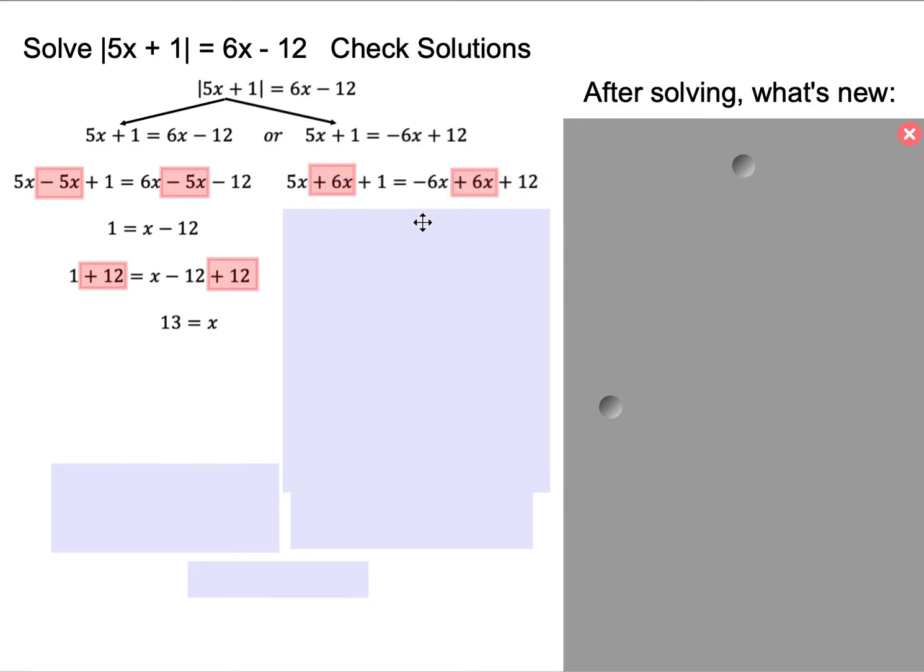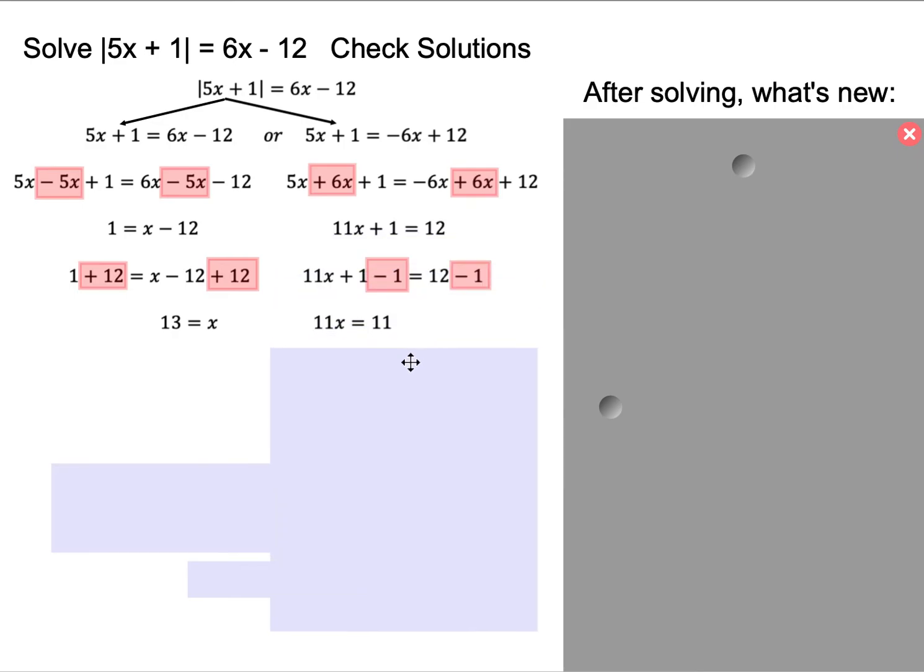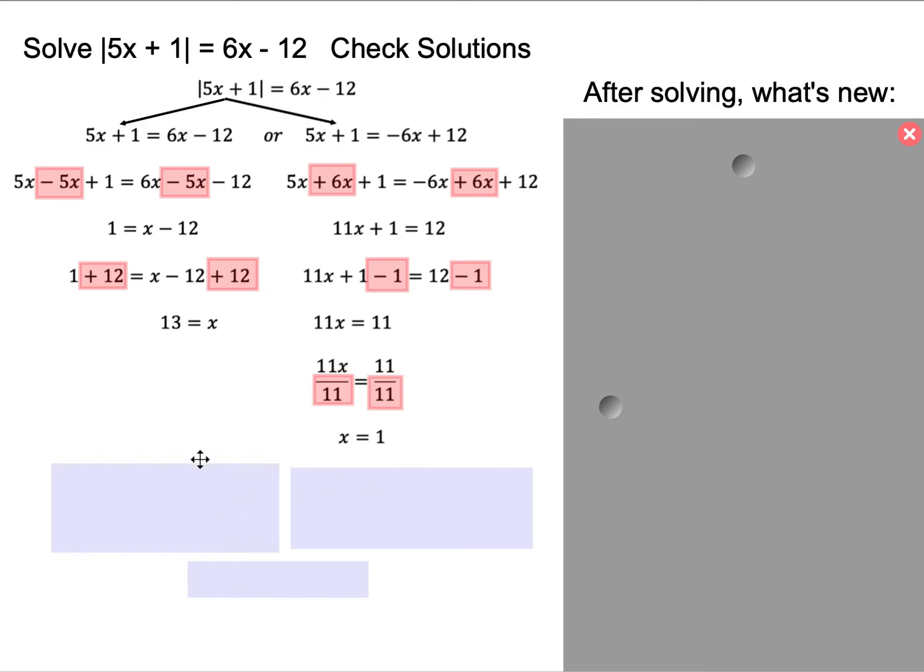Now, if we do the other one, we're going to add 6x to both sides. This gives 11x plus 1 is 12. Go ahead and subtract the 1. You get 11x equals 11. And then divide by 11, and x equals 1 here. So we did get two different answers. Now we just need to check them.